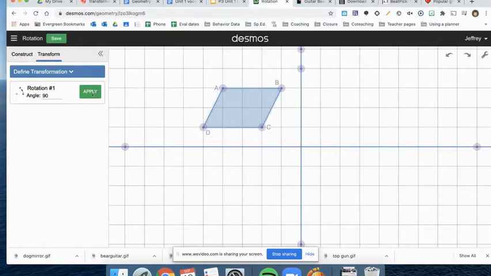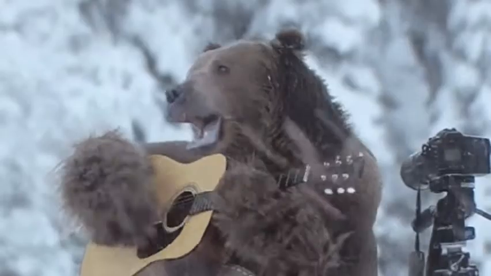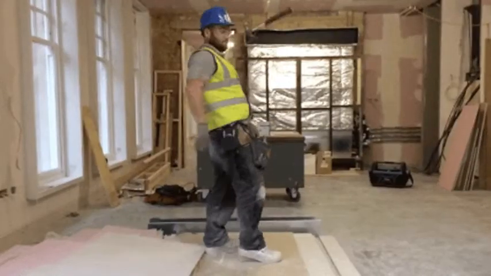In a rotation, the object is rotated in a direction by a certain number of degrees around a center of rotation. An example of a rotation in real life could include strumming a guitar, hitting a nail with a hammer, or a Ferris wheel turning.